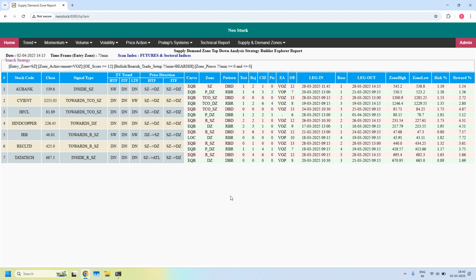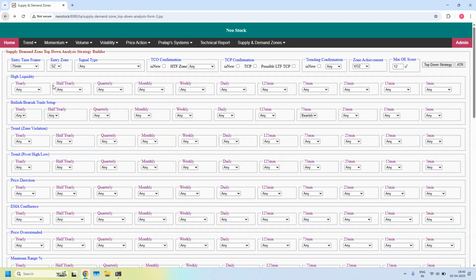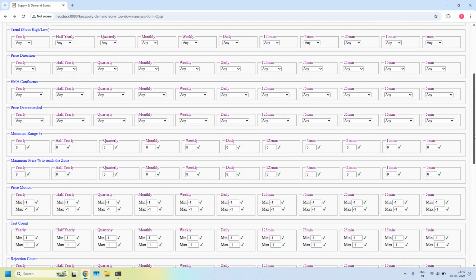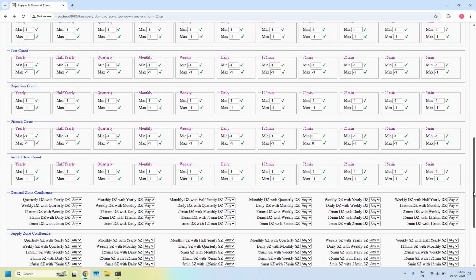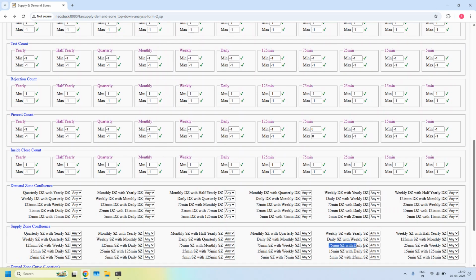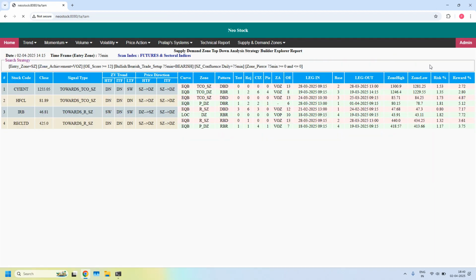First filter: LTF, ITF supply zone confluence. That is 75-minute and daily supply zone confluence. I am enabling that filter. Applying the filter to the 7 stocks, we got 4 stocks. In these 4 stocks, the 75-minute supply zones are overlapped with the daily supply zone.